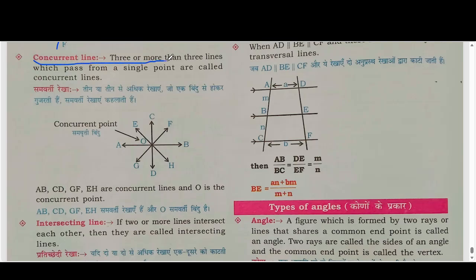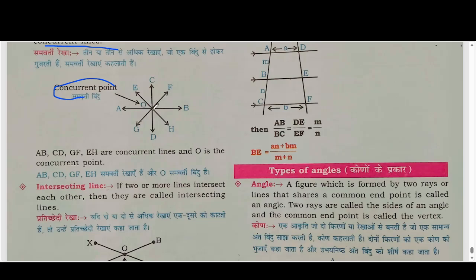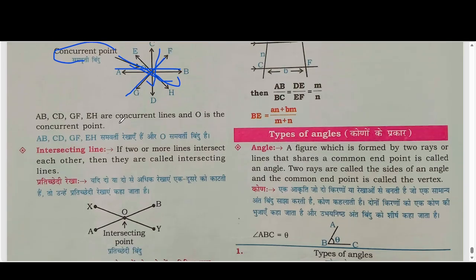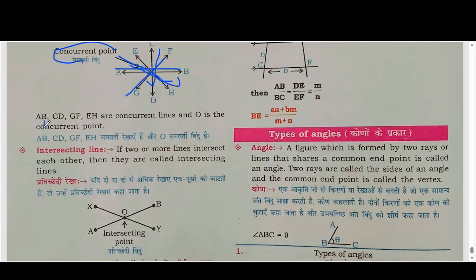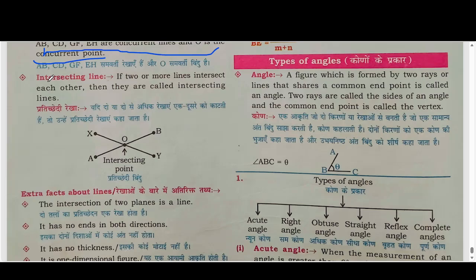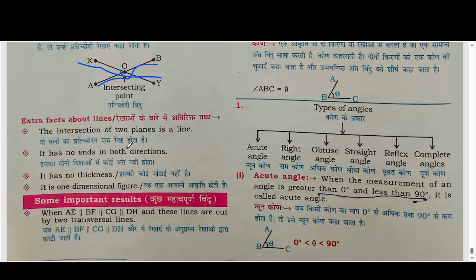Concurrent lines: three or more lines which pass through a single point are called concurrent lines. Concurrent line ये है, मोर दैन एक पॉइंट से ज्यादा लाइन निकलती हैं उन्हें कॉन्करेंट लाइन बोल देते हैं, और जिस पॉइंट से निकल रही हैं उसे कॉन्करेंट पॉइंट बोल देते हैं. AB, CD, GF, EH are concurrent lines and O is the concurrent point. Intersecting lines: if two or more lines intersect each other, they are called intersecting lines. जिस पॉइंट पे इंटरसेक्ट होती हैं उसे इंटरसेक्टिंग पॉइंट बोलते हैं.